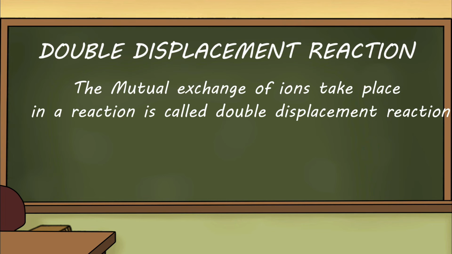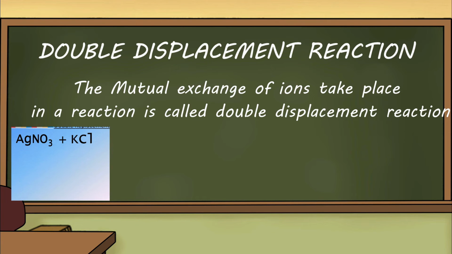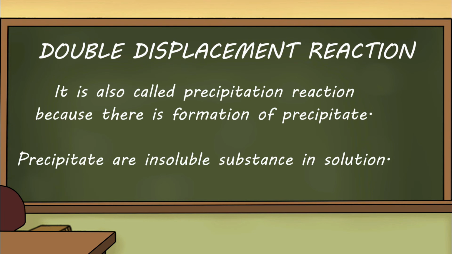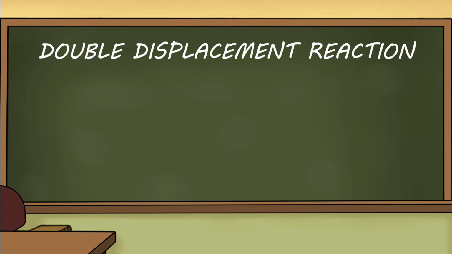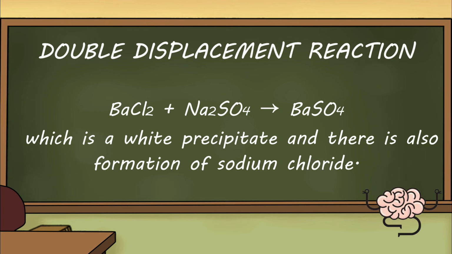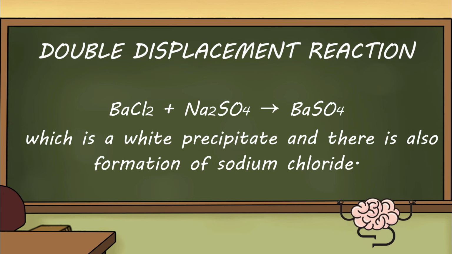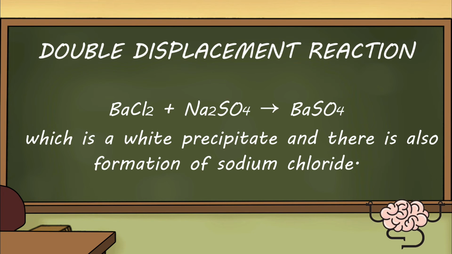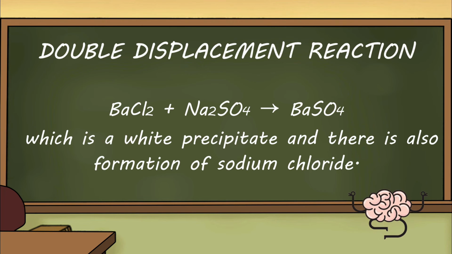Double displacement reaction. The mutual exchange of ions taking place in a reaction is called double displacement reaction. It is also called precipitation reaction because there is formation of precipitate. Precipitate is an insoluble substance in a solution. BaCl2 plus Na2SO4 gives BaSO4, which is a white precipitate, and there is also formation of NaCl, which is sodium chloride.